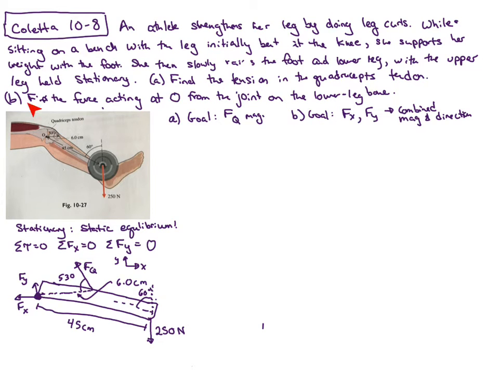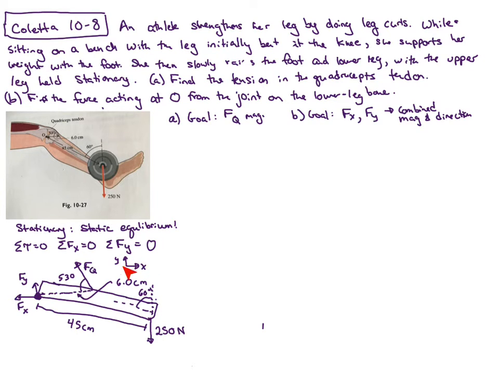Okay, and then part B, which I added on, is find the force acting at O from the joint on the lower leg bone. So that would be what force here is acting on the joint, maybe pulling it, pushing it, and it's probably at some angle that I know nothing about, so I just said it had some x component, some y component, and my goal is to find the x component and the y component of that force and combine them to get the magnitude and direction of that force that's pulling or pushing. And I just guessed directions for these. And later, if it turns out negative, that'll show that my guess was wrong. So I guessed Fy was up and Fx was to the left.